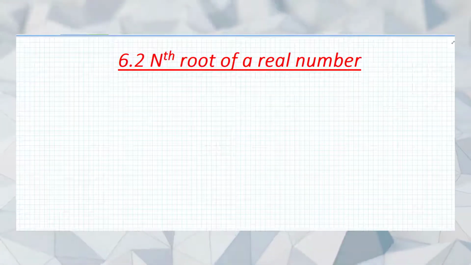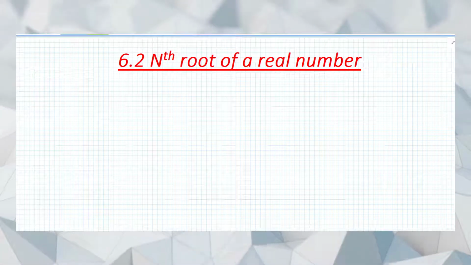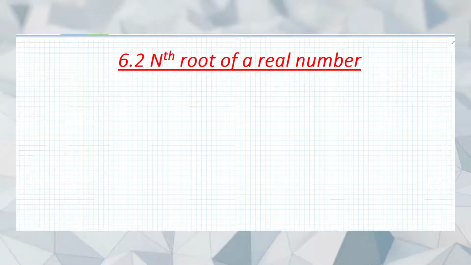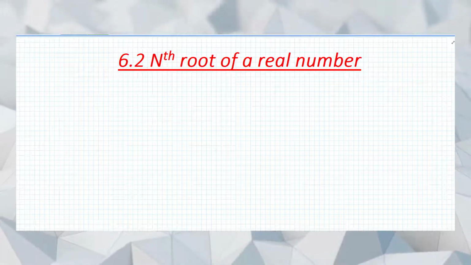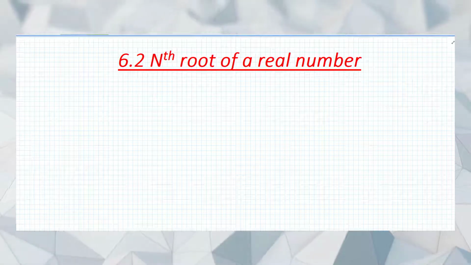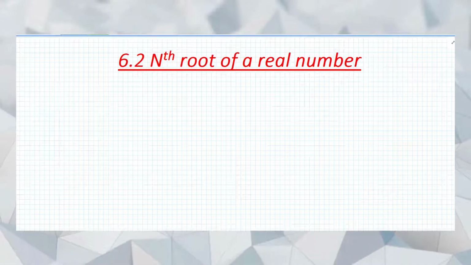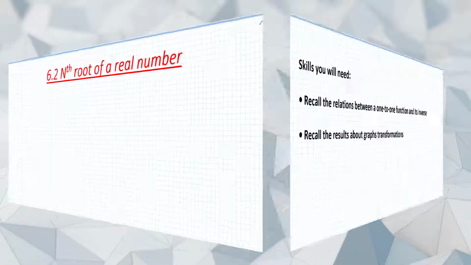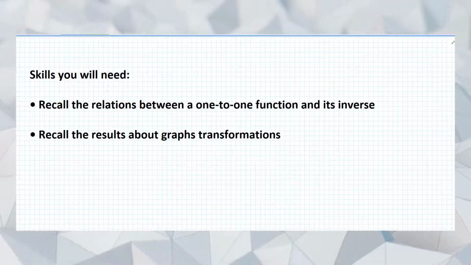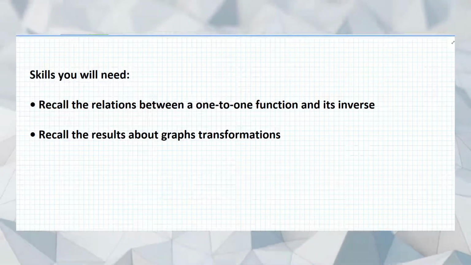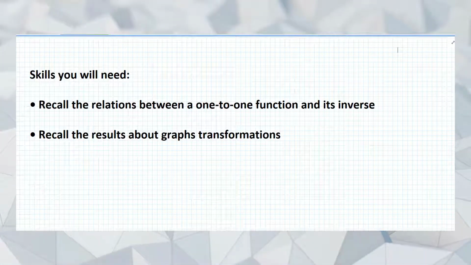Following up on the definition of a monomial function, we are now ready to define the nth root of a real number. To do so, we will use the inverse function of a monomial of degree n, and we will have to be careful to consider the cases when n is even and n is odd. In order to master the content of this lecture, you will need a good understanding of the relations between a function and its inverse, and you will also need to recall the results about graph transformation.